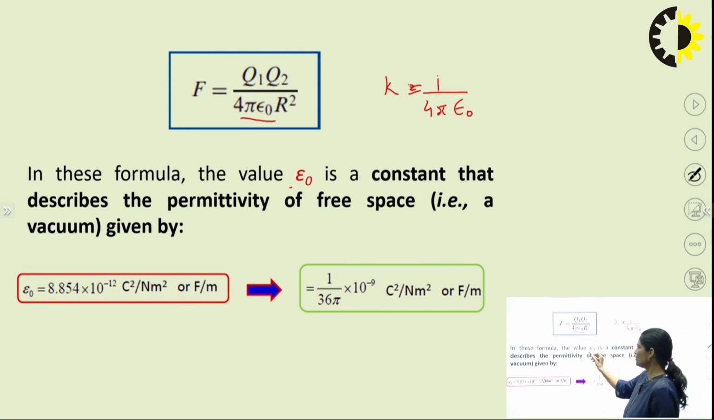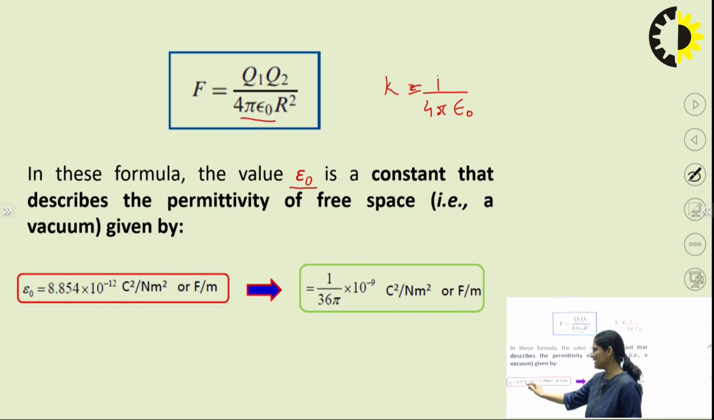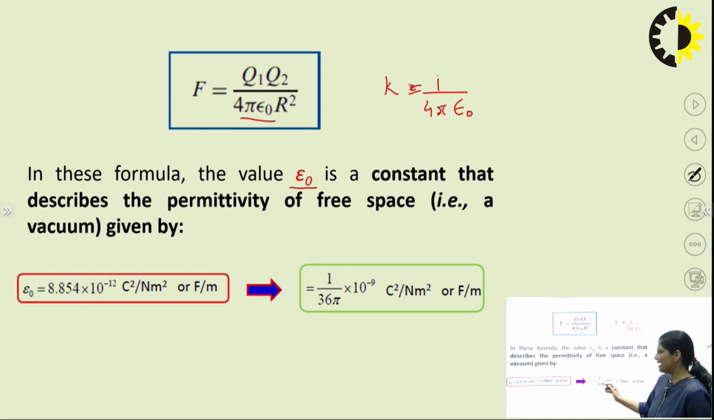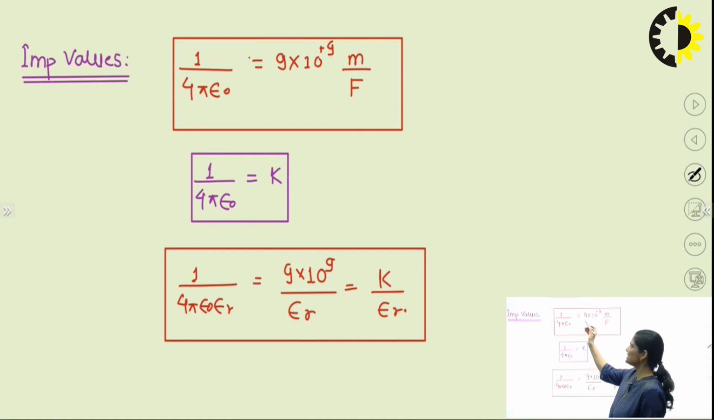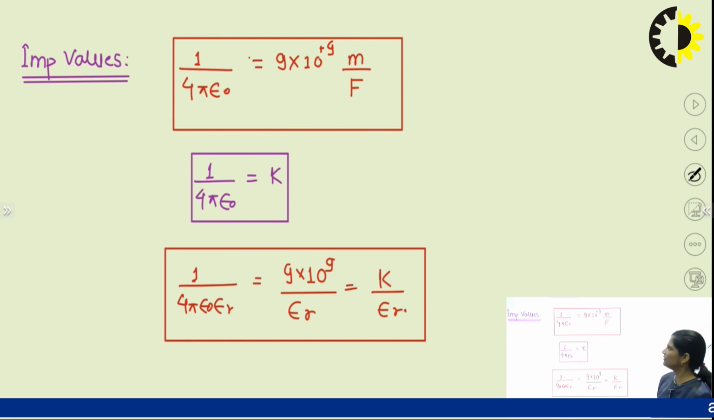Now here epsilon naught is a constant that describes the permittivity of free space and its value is 8.854 into 10 to the power minus 12 Coulomb square upon Newton meter square. Its value is also equal to 1 upon 36 pi into 10 to the power minus 9. Now an important value you should remember: 1 upon 4 pi epsilon naught is equal to 9 into 10 to the power 9.